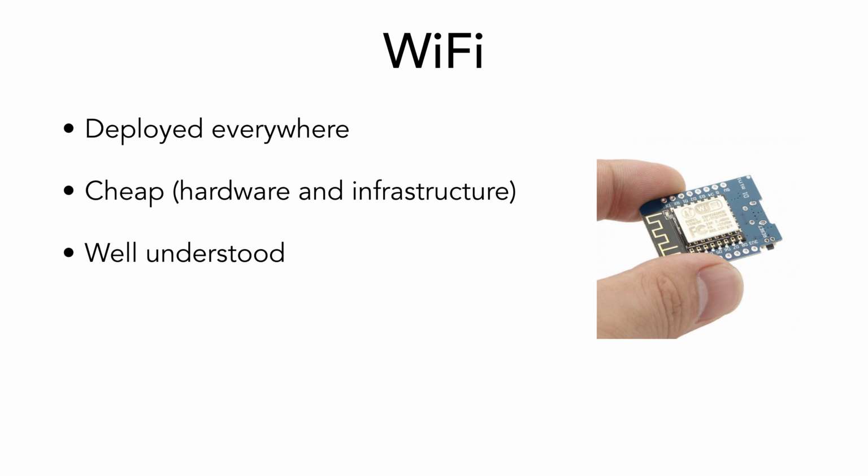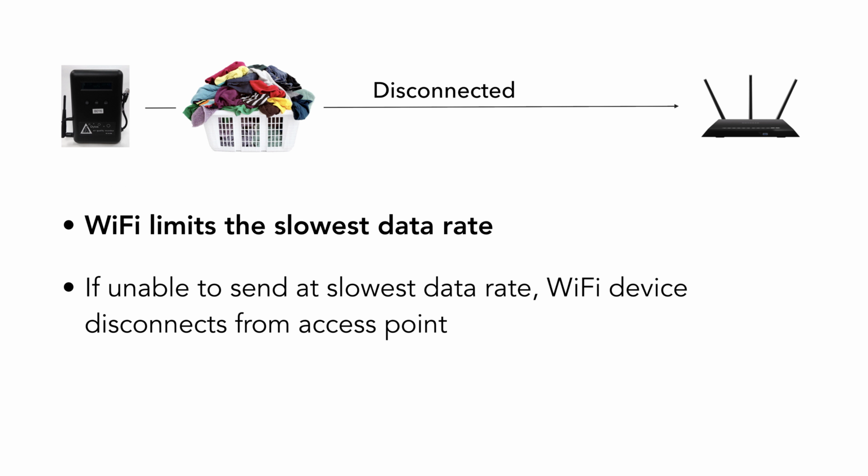Wi-Fi is also really well understood. LoRa is a relatively new protocol. How well does it scale? There are all these kinds of issues that we don't really understand. With Wi-Fi, we understand the characteristics. It's been well tested. And so we have a good understanding of how to debug it and what's going on with the network when it's not working. So we really wanted to go with Wi-Fi. The key problem, though, is that Wi-Fi limits the slowest data rate. So we thought about this: what can we do to get around this issue?